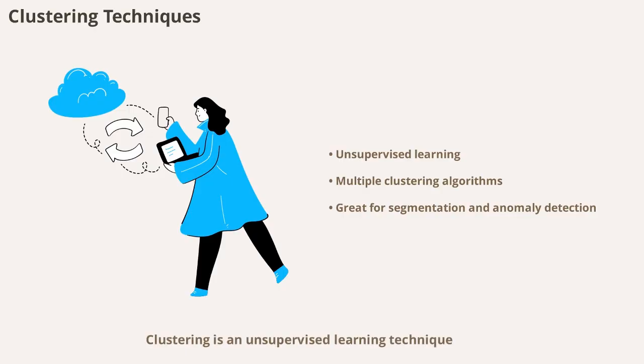Clustering is an unsupervised learning technique used to group similar data points. Scikit-learn offers k-means for simple and efficient clustering, DBSCAN for discovering clusters of arbitrary shapes, and hierarchical clustering for building cluster trees. These methods are invaluable for tasks like customer segmentation and anomaly detection. With Scikit-learn, you can quickly experiment with different clustering algorithms to uncover hidden patterns in your data.